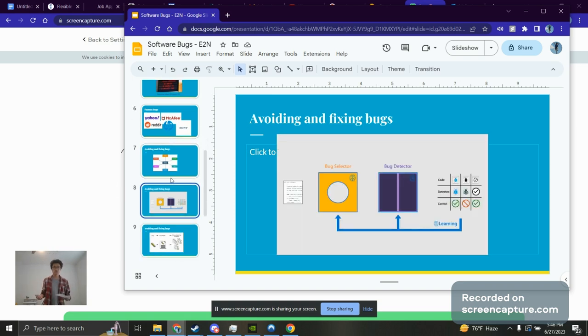The second solution is bug detection software. There are millions of these out there for almost every single language available. And in recent years, AI has played a leading role in avoiding and fixing bugs.